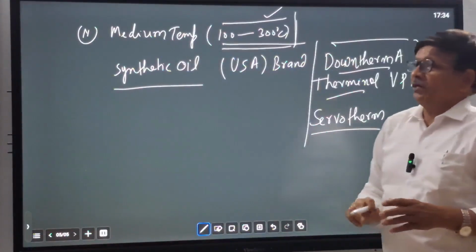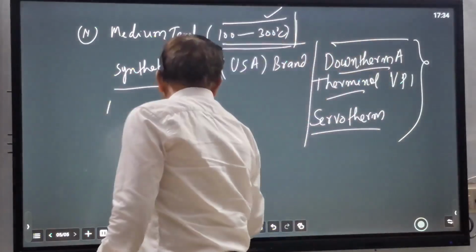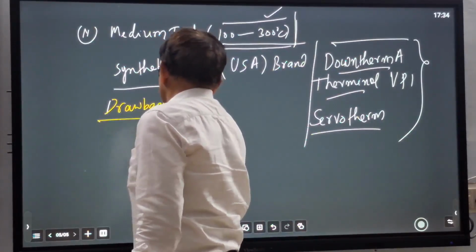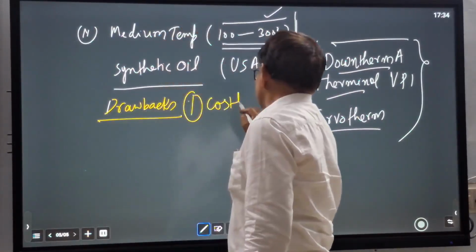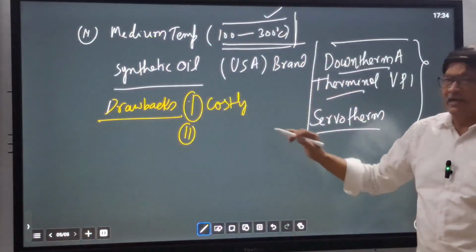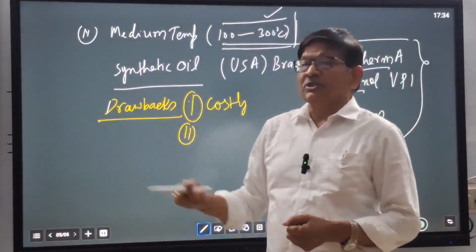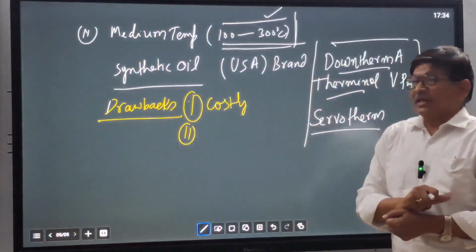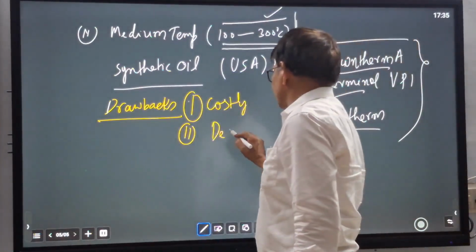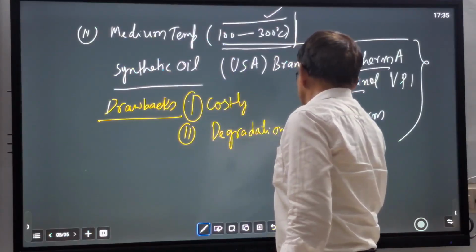So what is the problem with these? We can't go for a very big energy storage system, because these are synthetic. What are the drawbacks of these materials? First, they are costly, because these are synthetic oils. Second, they degrade with time. Degradation rate is very high. Degradation means they lose their capacity to store energy, means they lose their chemical constitution. Chemical structure will break, means degradation. Degradation with time is a major drawback.